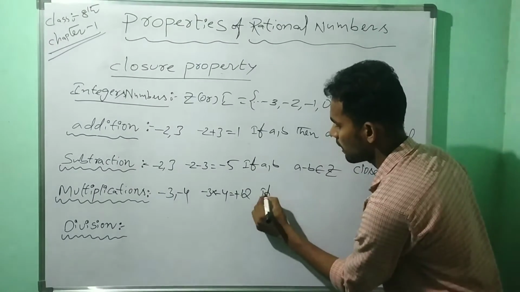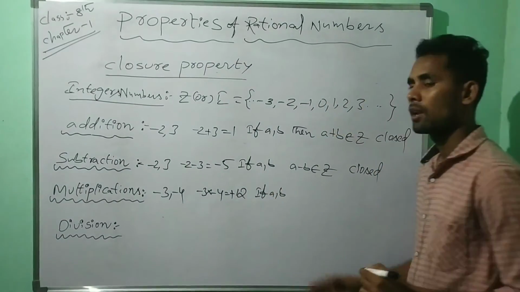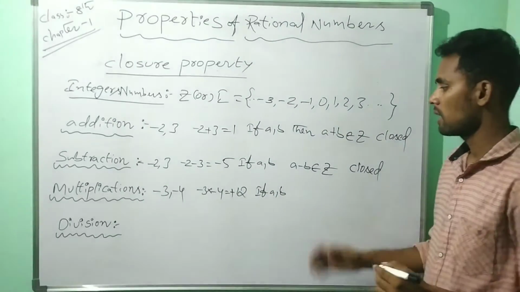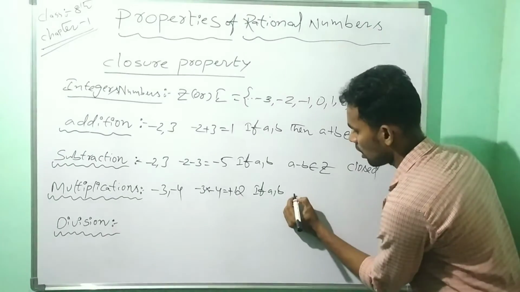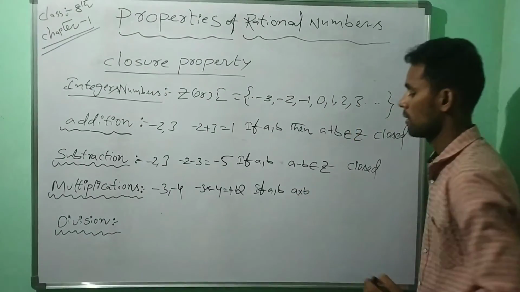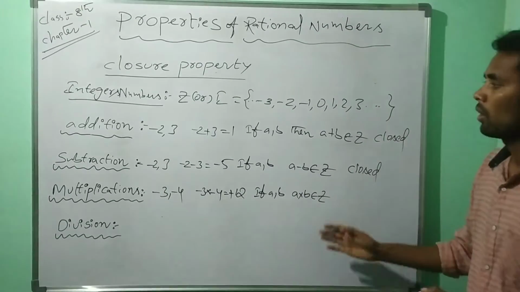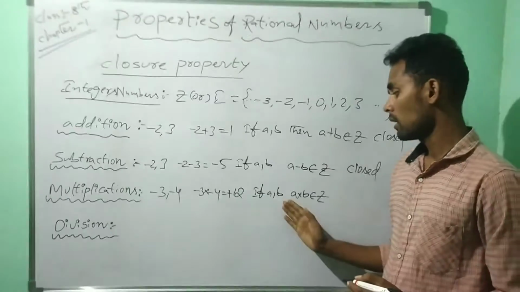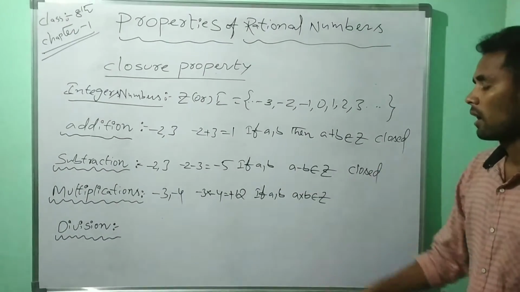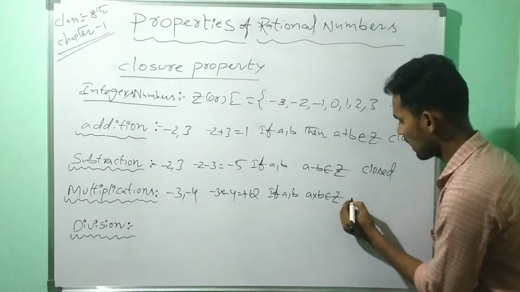If a and b are any two integers, then their product a into b is also an integer number. So integer numbers are closed under multiplication.